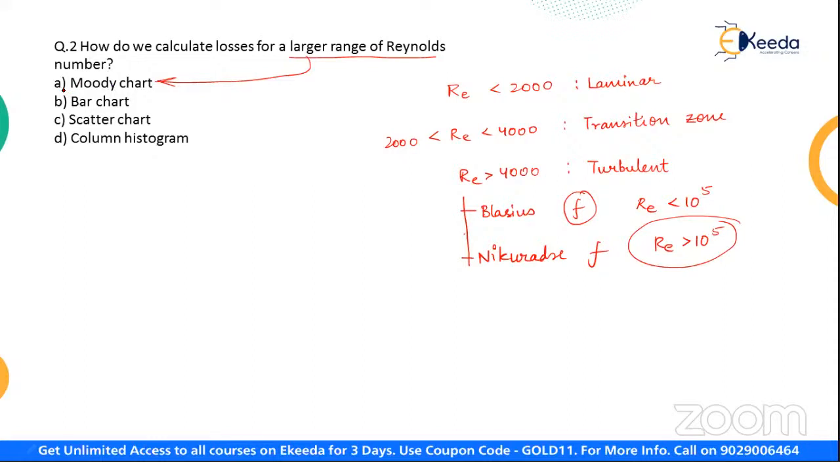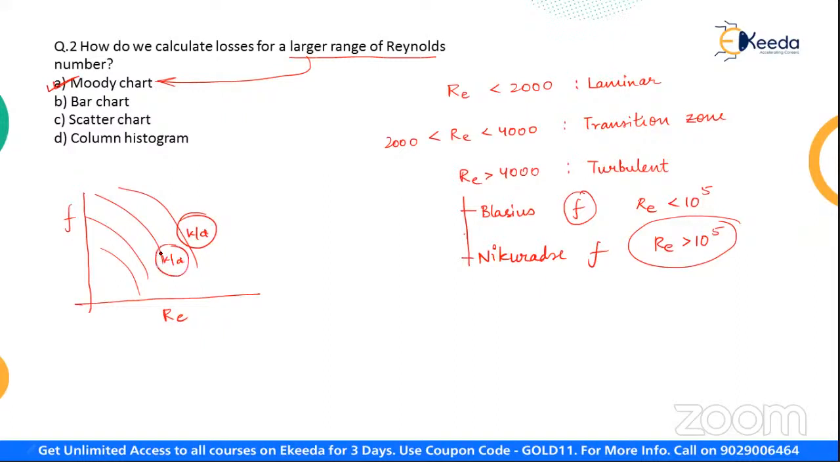Now for a larger range of Reynolds number, we take the help of a chart, that is the Moody's chart. This Moody's chart is a graph between the friction factor and the Reynolds number. It gives the various values for different K by D ratios, where K is the wall roughness of the pipe and D is the pipe diameter. So basically, the Moody chart is a curve plotted between the friction factor and the Reynolds number depending upon the different K by D ratios, where K is the wall roughness of the pipe and D is the pipe diameter.